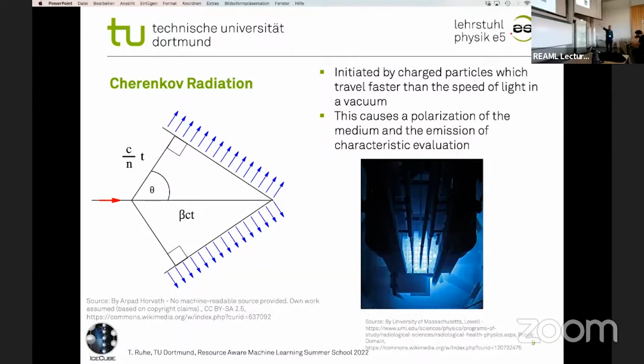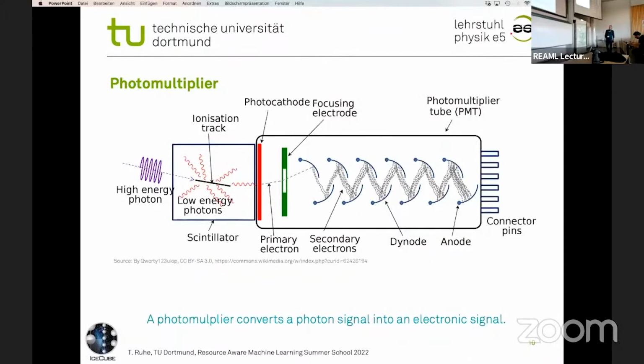This is not what this looks like in the ice, okay? They have a lot more charged particles in a nuclear reactor than we do, but it gives you a feeling of what this light looks like. Okay, in our domes, we have a thing that is called a photomultiplier. Now, how do you multiply a photon?